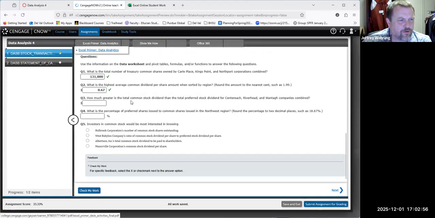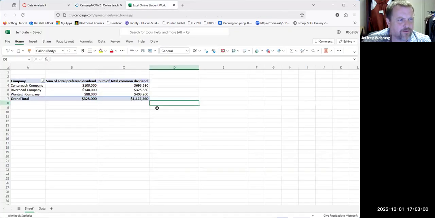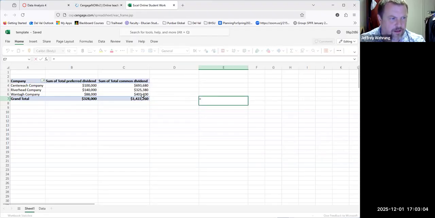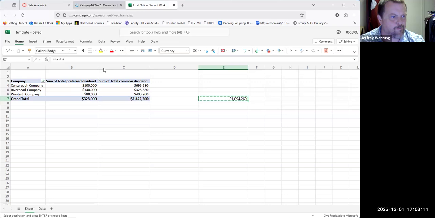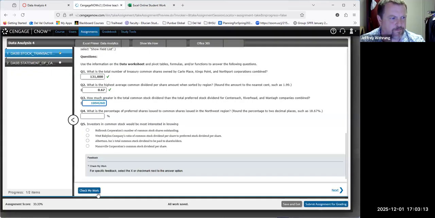how much greater is the total common stock dividend than the total preferred stock dividend. So here's my total common stock dividend. Here's my preferred stock. So I can just, if this is right, just subtract that. Then there you go. Okay.